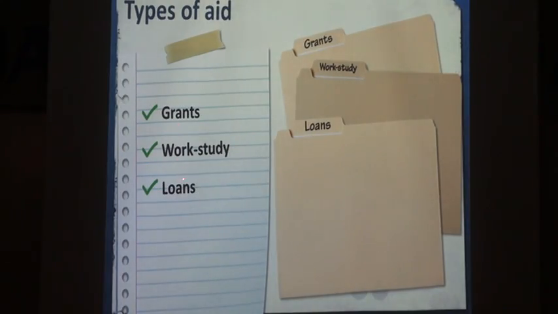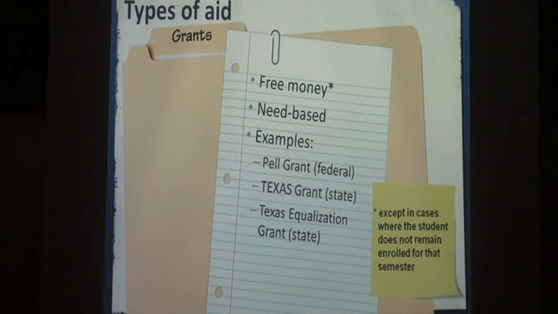Again, grants, work study, and loans. Let's talk about grants a little bit. Free money. It's need-based. So if you don't have a need, or they don't feel like you are poor enough, they're not going to give the money to you. And that's just the way that it goes.